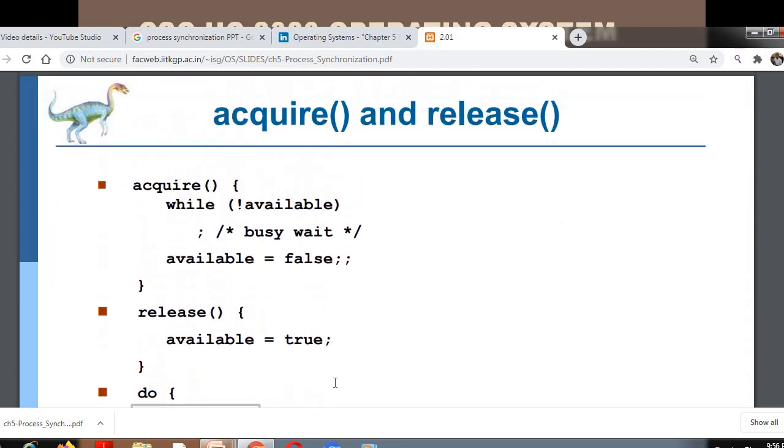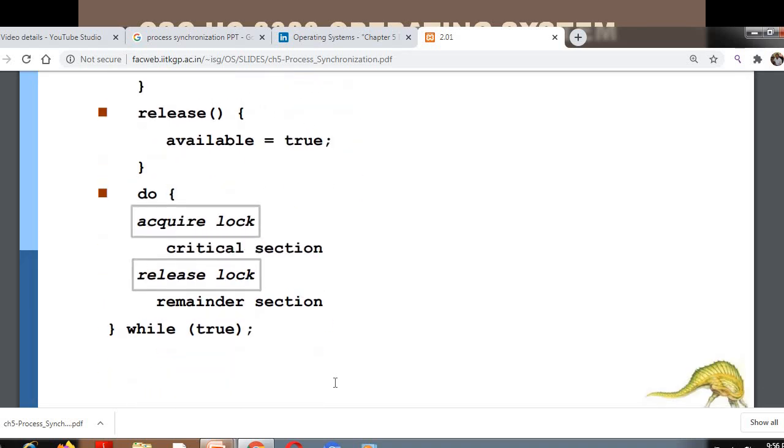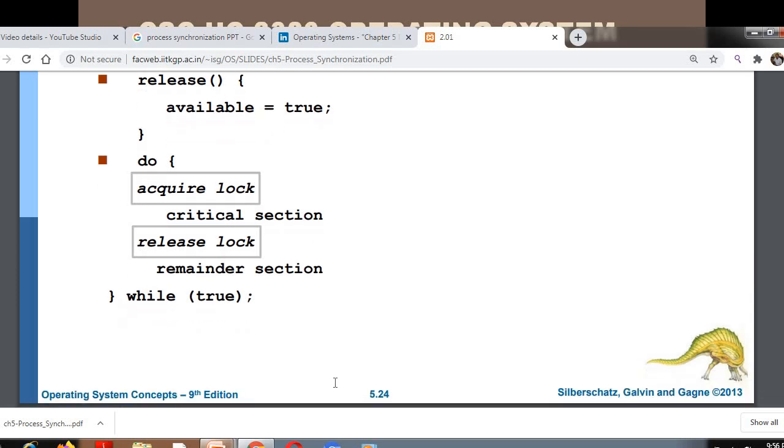So this is the code for the acquire and release functions. Acquire: while the lock is not available, wait; otherwise set available to false. Release: set available to true. So we do acquire lock, then the critical section, and then release lock, in a while true loop.